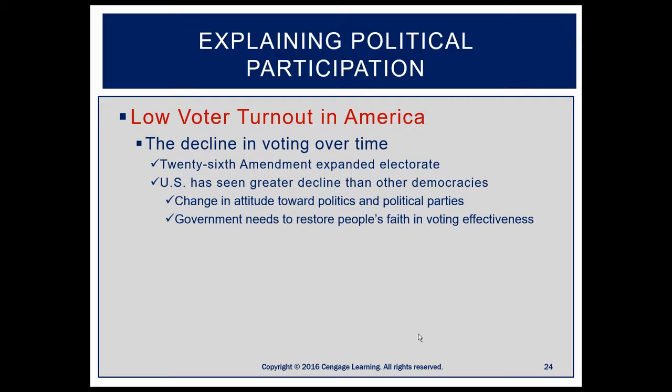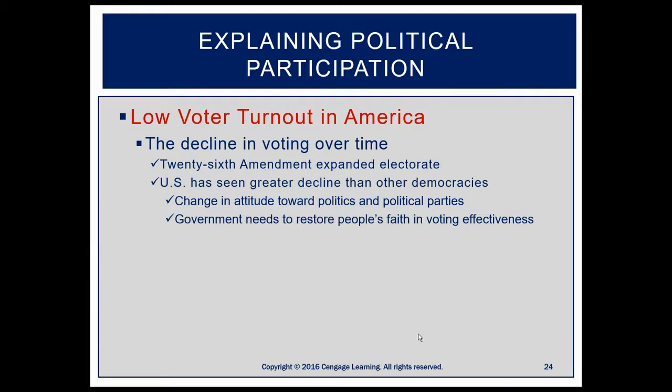There is a low voter turnout in America, and the voter turnout has declined over time. Part of that is because as the number of people who are eligible to vote increases, the percentage of people who actually vote decreases. So, for instance, when the 26th Amendment was passed, people 18, 19, and 20 years old are less likely to vote than older people. And so, yes, you have more people who are eligible to vote, but since such a small percentage of them actually get out and go vote, that decreases the overall percentage of the voter turnout. So that's one of the things.